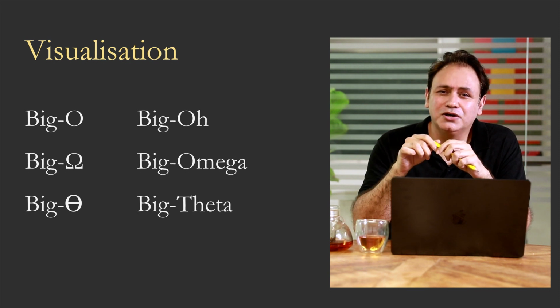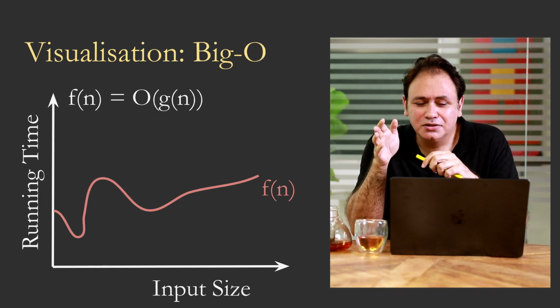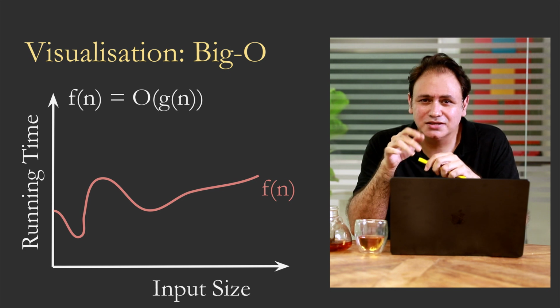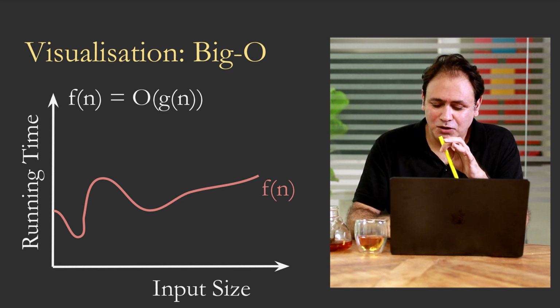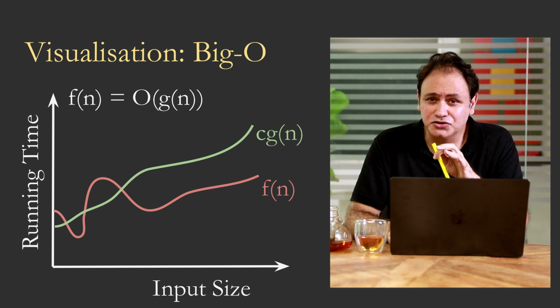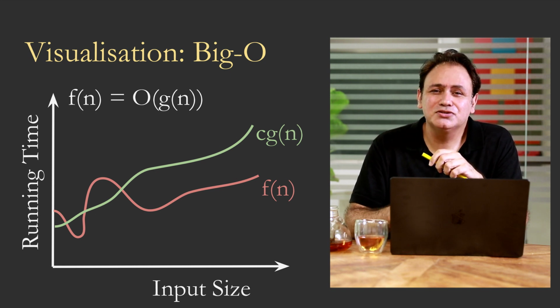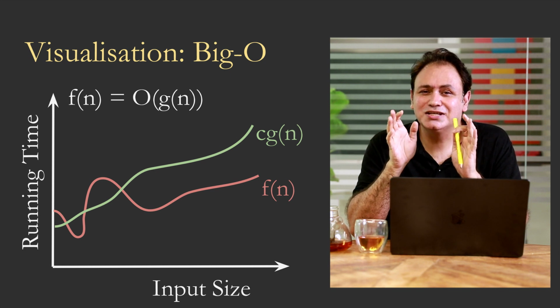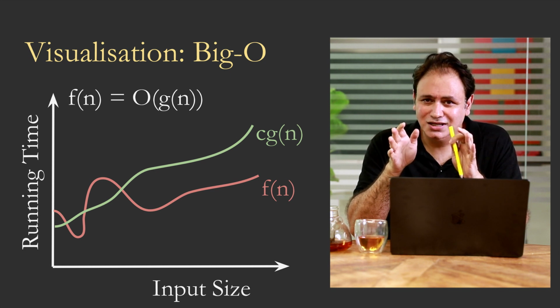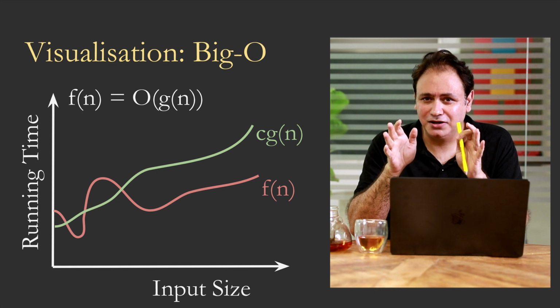So let's start with big O. You've got the runtime versus the input size. And you've got this particular function, f of n. And what we have is another function, c times g of n. C is a constant. Now remember, because c is a constant, c does not depend on n.